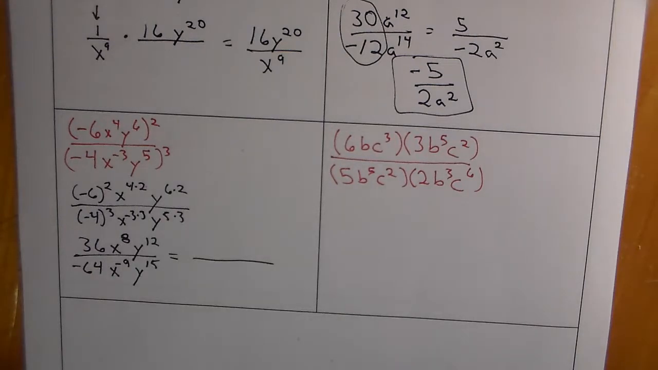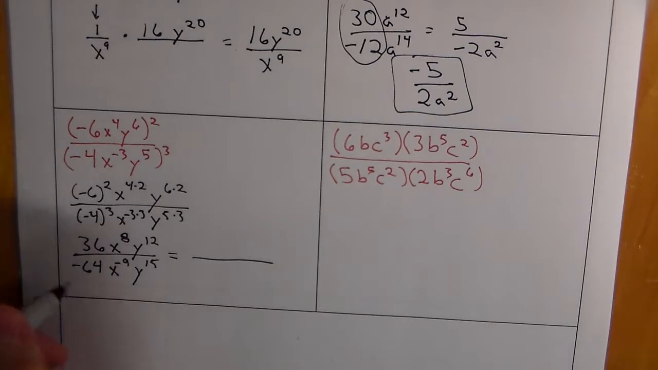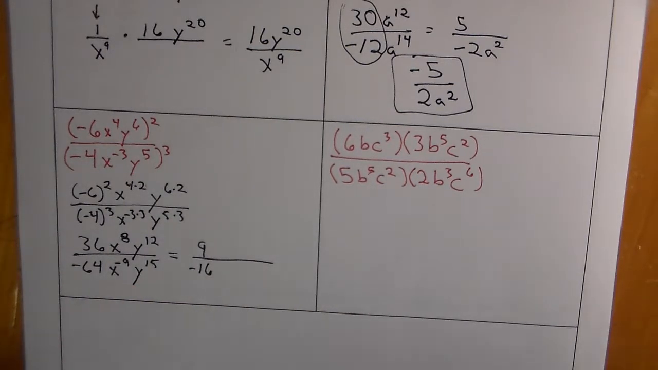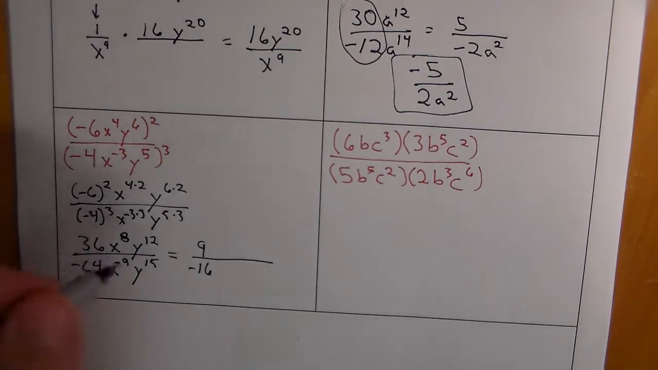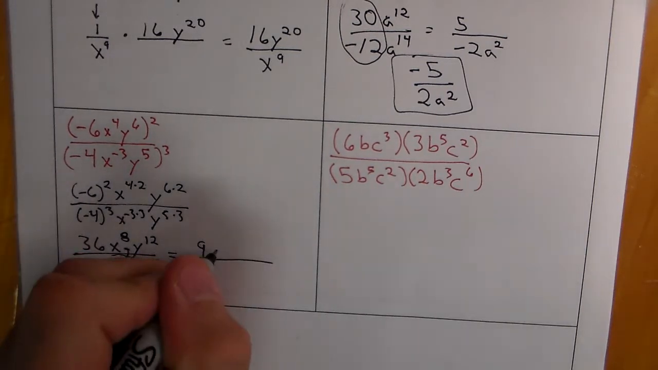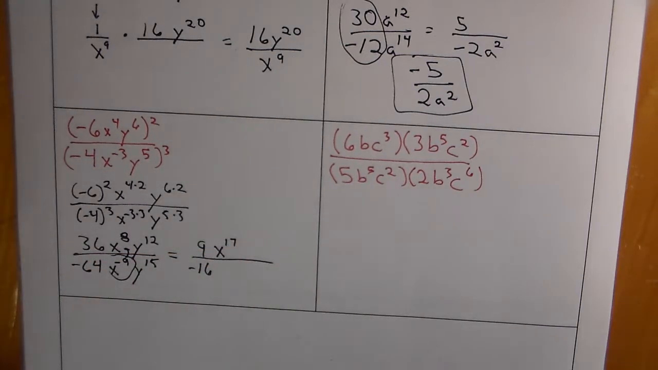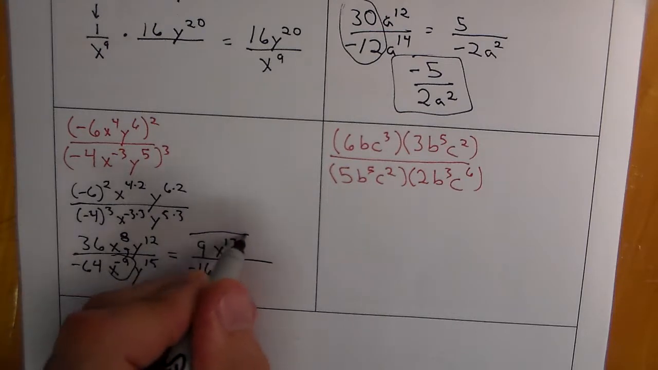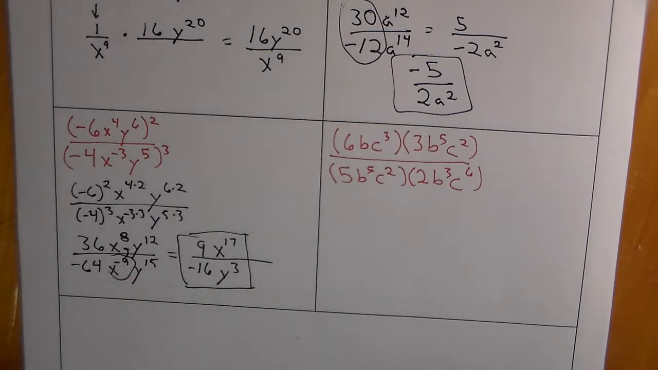36 and 64, I could divide them by 4 as I look at that. 36 divided by 4 is 9. 64 divided by 4 is negative 16. Now those are simplified down, can't do much else. x to the 8th and x to the negative 9th. What I'm going to do is move the negative 9 up to make it x to the 17th. y to the 12th over y to the 15th is going to become y to the 3rd on the bottom because it has more of them on the bottom, and it simplifies to be 9x to the 17th over negative 16y to the 3rd.